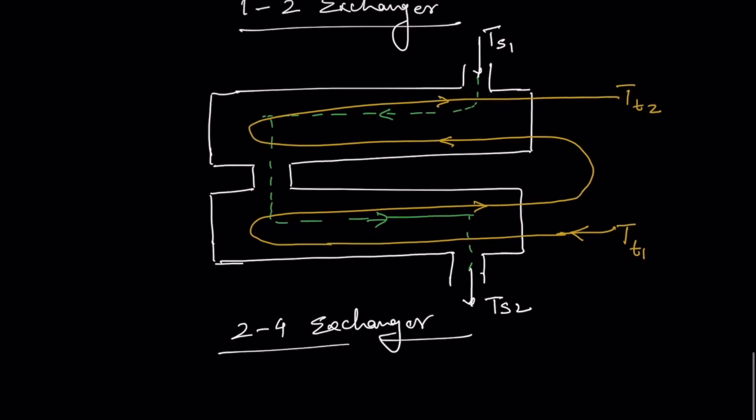Okay, this is 2-4 exchangers, so it will look like this. The temperature difference between the two fluids remains more nearly constant as compared to the parallel flow type. So in a counterflow heat exchanger, the temperature difference between the two fluids remains more or less constant, as compared to the parallel flow.